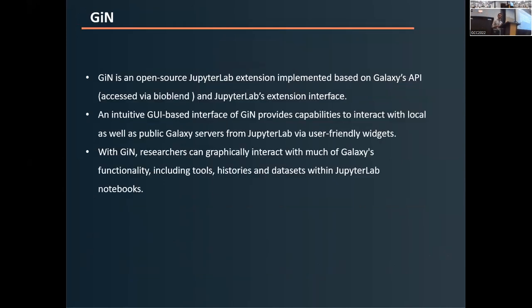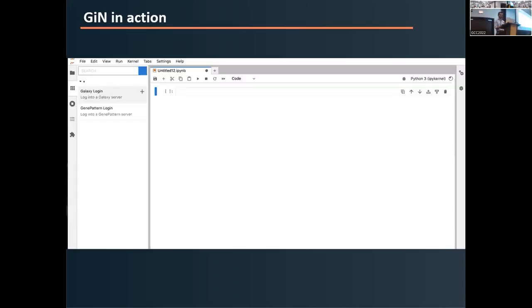So GIN is basically an open source Jupyter Lab extension, which is implemented based on the Galaxy API, and it is accessed via the Jupyter Lab extension interface. It's an intuitive GUI-based interface. GIN provides the capability to interact with local as well as public Galaxy servers from Jupyter Lab via user-friendly widgets. With GIN, researchers can graphically interact with various Galaxy instances and can access the tools, history and different Galaxy objects under the notebook.